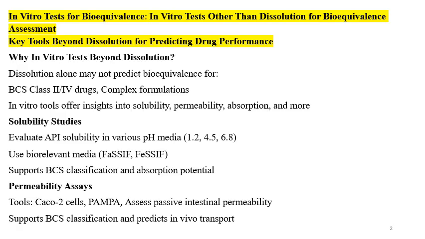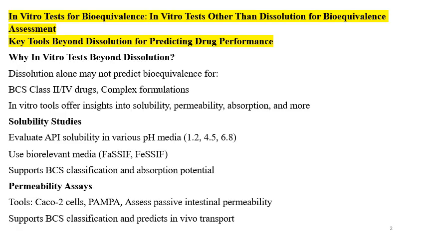Solubility studies involve evaluating the API solubility in various pH media like pH 1.2, 4.5, 6.8. Some other media may be used. Some biorelevant media can be used like FaSSIF, FeSSIF, to support the BCS classification, to support the solubility. And based on that, absorption potential can be demonstrated.